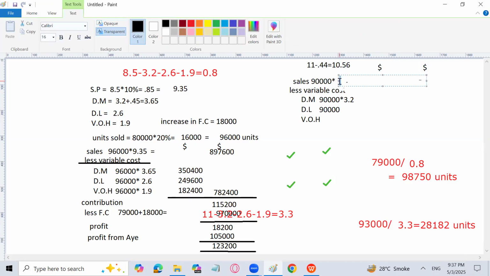The units sold are increased by 50%, and the selling price is going to decrease by 0.44, which is 10.56, multiplied by 90,000. So the sales is going to be 950,400. Now the direct material is the same, 90,000 into 3.2. Direct labor is the same, 90,000 into 2.6. Variable overhead will be the same also. That is 90,000 into 1.9.